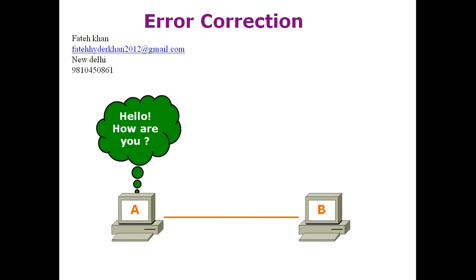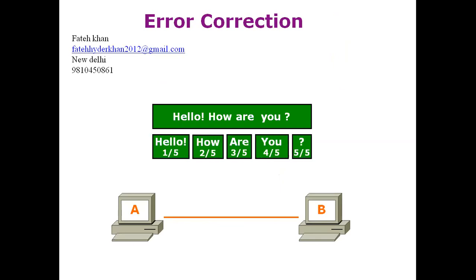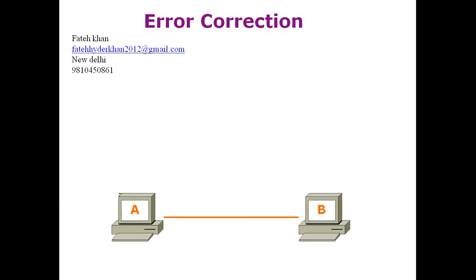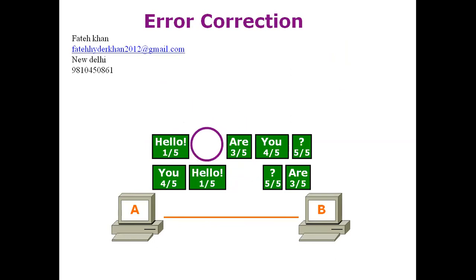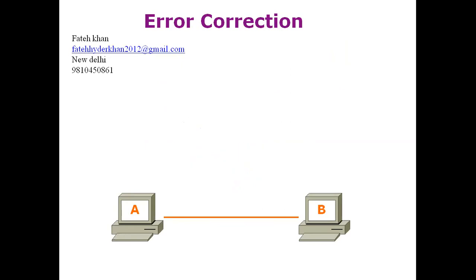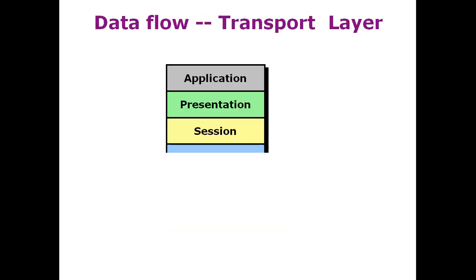So now again, system A is going to send some data to system B. So this is the data: Hello, how are you? But while sending the data, maybe it's possible that some packet will be lost. So this packet will be lost here. In this scenario, system B will inform system A that I have lost one packet here. So again, system A will send the same packet here. Now system B will reassemble the data. This will also happen on this layer, transport layer.